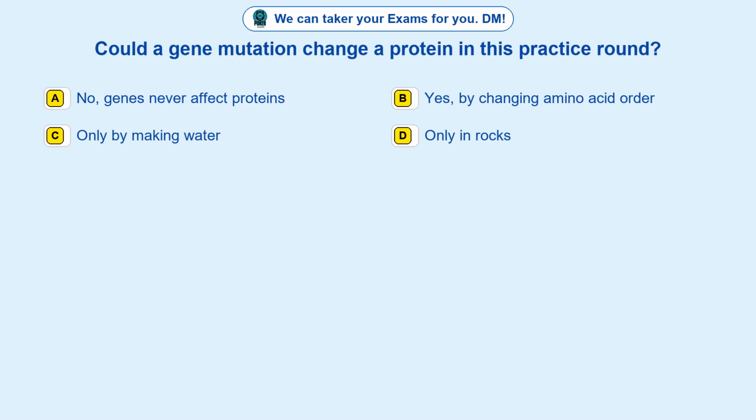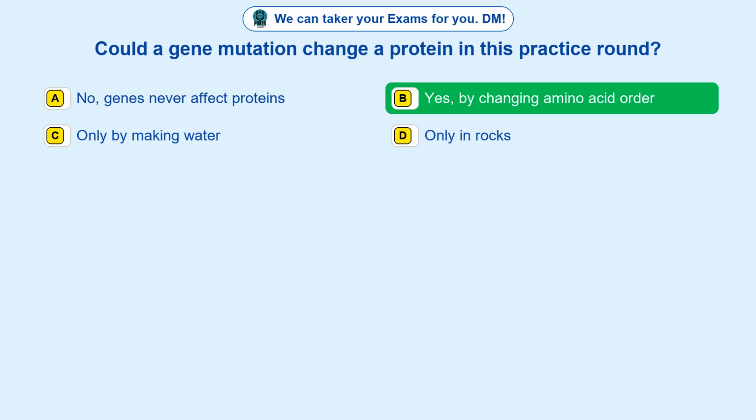Question 10. Could a gene mutation change a protein in this practice round? Option A. No, genes never affect proteins. Option B. Yes, by changing amino acid order. Option C. Only by making water. Option D. Only in rocks. The correct answer is option B. Yes, by changing amino acid order.